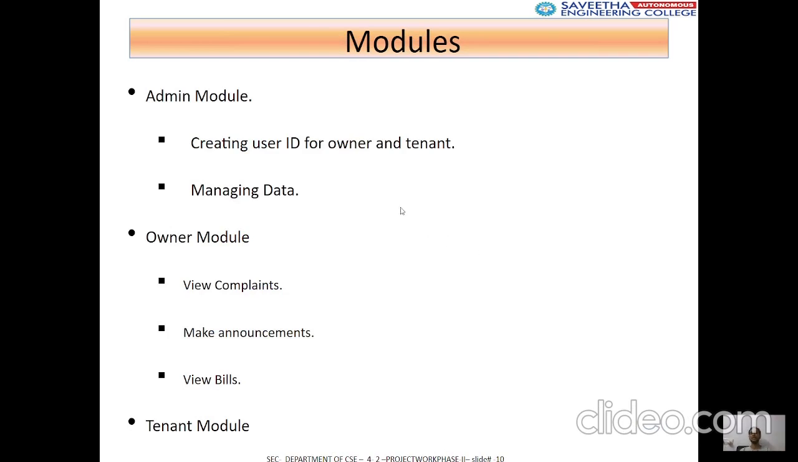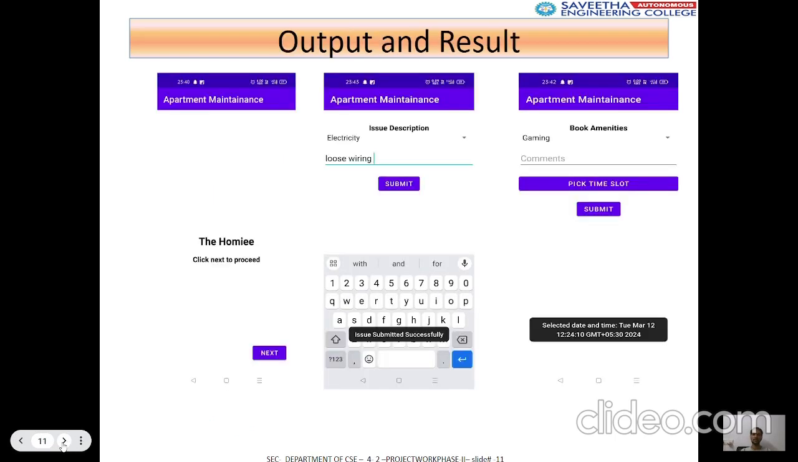And these are the important code segments. First is the admin module. In the admin module, the admin will be able to create user IDs for both owners and tenants, and he is the central person to manage all the data. Then the owner module. The owner will be able to view the complaints which tenants have posted and see the announcements which have been posted. He can make announcements to tenants, and he is able to view the bills which are submitted by tenants.